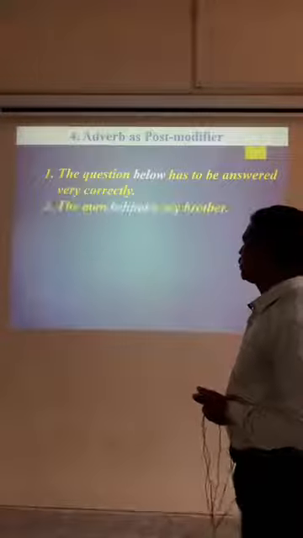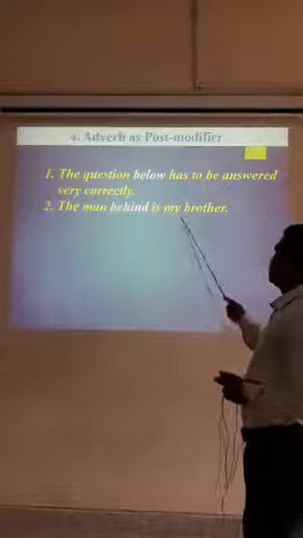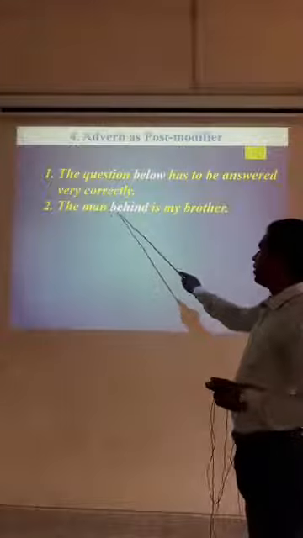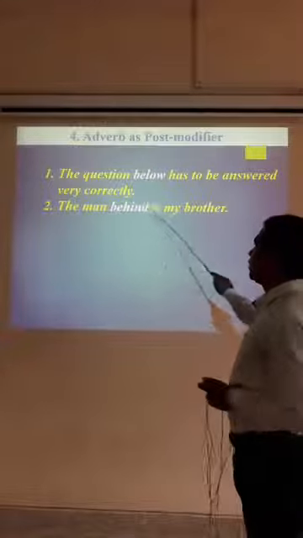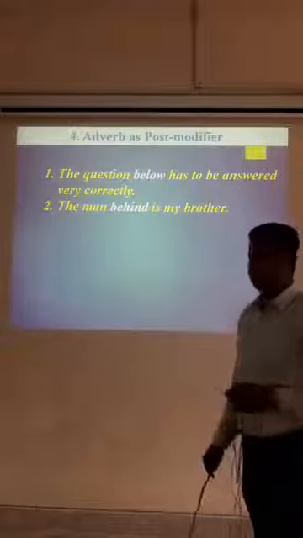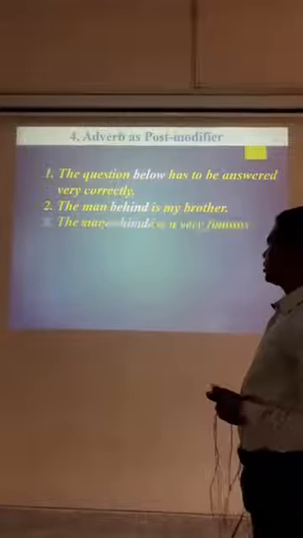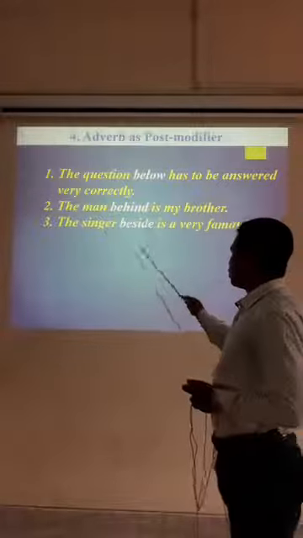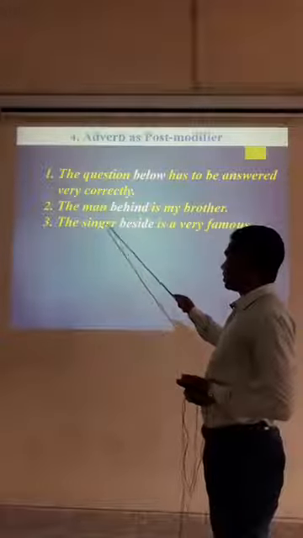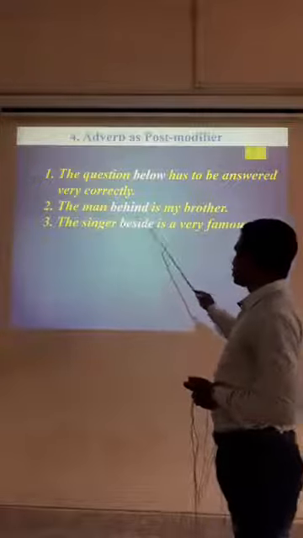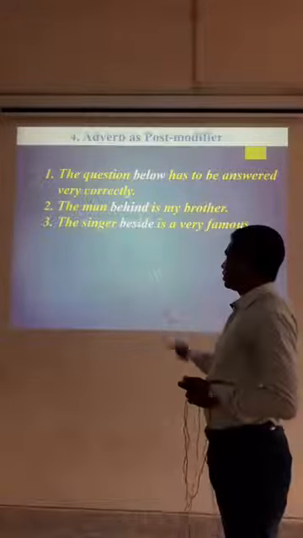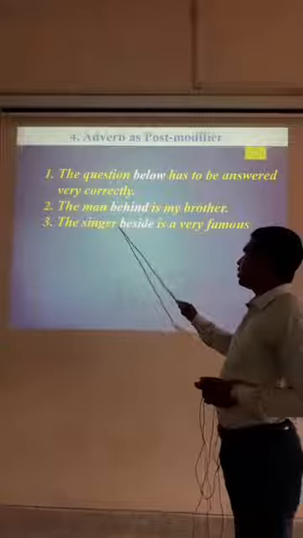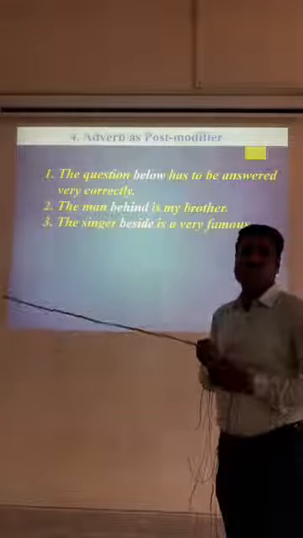Number 2, the man behind is my brother. That means sitting after the man, the adverb "behind" is used there as post modifier. Number 3, you can see the singer beside is very famous. After the word singer, "beside" is used, and "beside" is the condition of the singer. So sitting after the word singer, "beside" acts as post modifier.